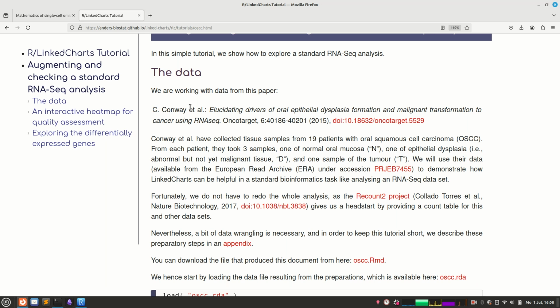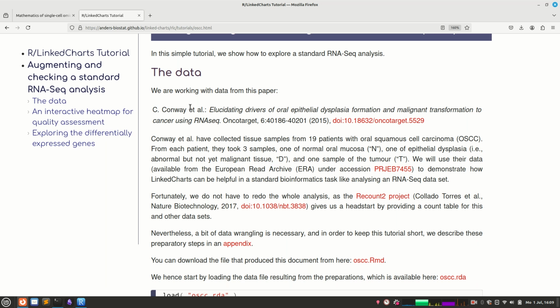And so they had 19 patients. From each patient, they took 3 biopsies. One of healthy mucous membrane of the inside of the mouth. One from this dysplastic tissue, which already looks malformed, but isn't malignant yet, and one from tumor tissue, so actually tissue of uncontrolled growth.